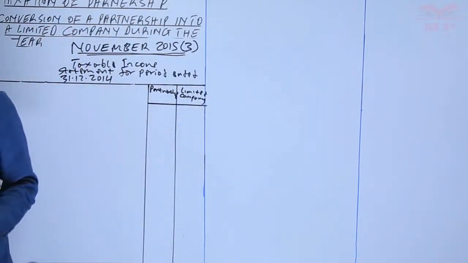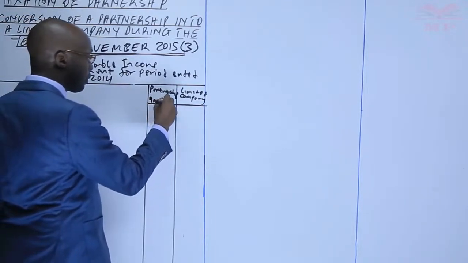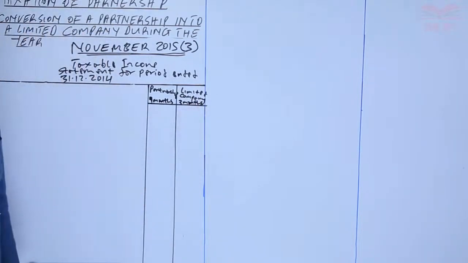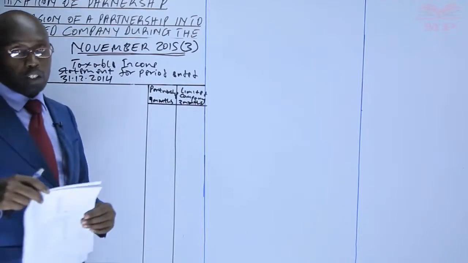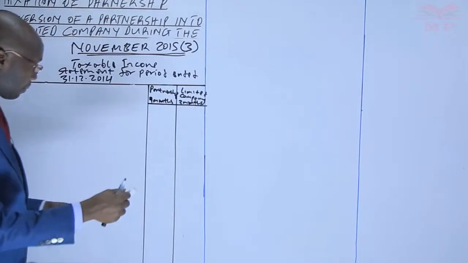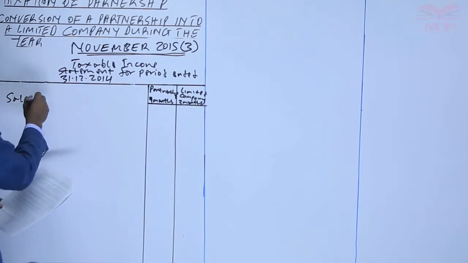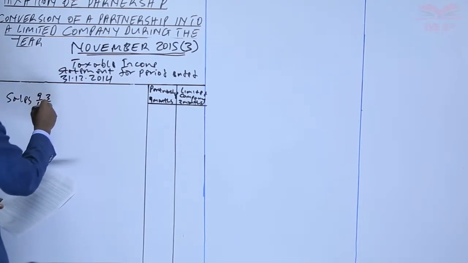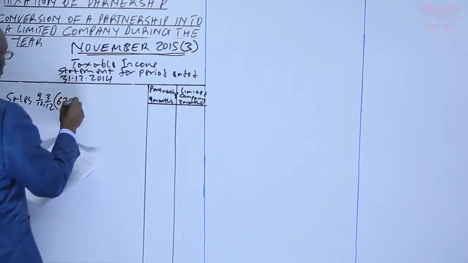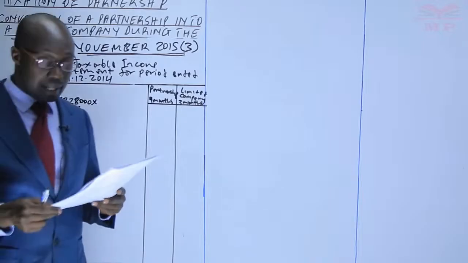So as we have noted, the partnership lasted for a period of 9 months in that year and the limited company 3 months in that year. So here we are using the gross profit method. So we start with the sales. So we take 9 over 12, 3 over 12 of the sales figure given, which is 6,728,000. But there's something that we are told about these sales.